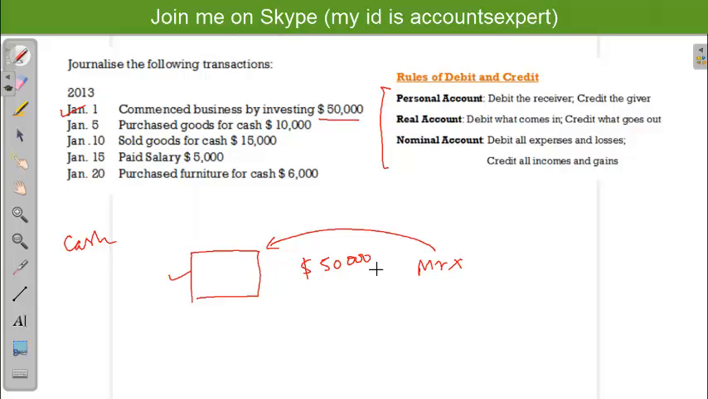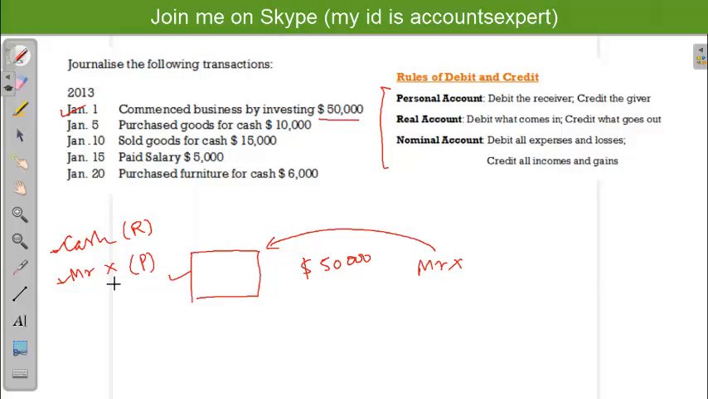And who gave this money to the business? So Mr. X, the owner of the business, gave this $50,000 to the business. So these are the accounts affected by this transaction. And after deciding the accounts, we are to identify their category. Now we know that cash is our asset and therefore cash belongs to the real category, or we can say that cash is a real account and Mr. X is a personal account.